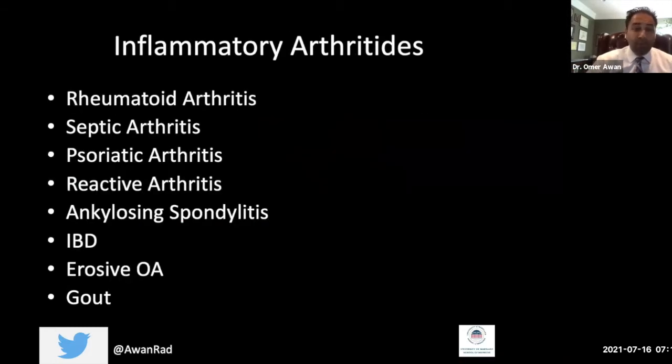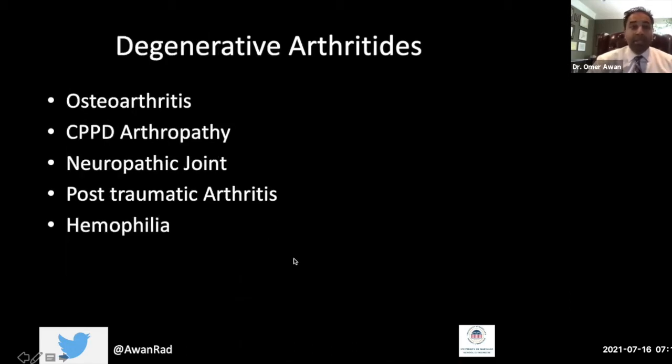In terms of examples, this is a list of some of the more common inflammatory arthritises, right? Septic arthritis, RA, the seronegative spondyloarthropathies, gout. Those are things that you should be thinking about. Degenerative arthritises are like OA, post-traumatic arthritis in a young person that's had a fracture, neuropathic osteoarthropathy, CPPD arthropathy, pyrophosphate arthropathy. These are the types of degenerative arthritises that are common. Only going to talk about things that are very common and applicable in clinical practice.